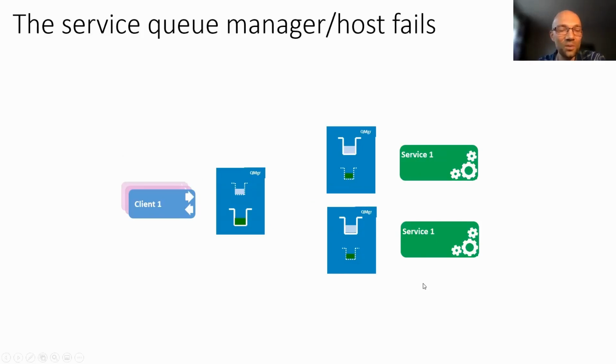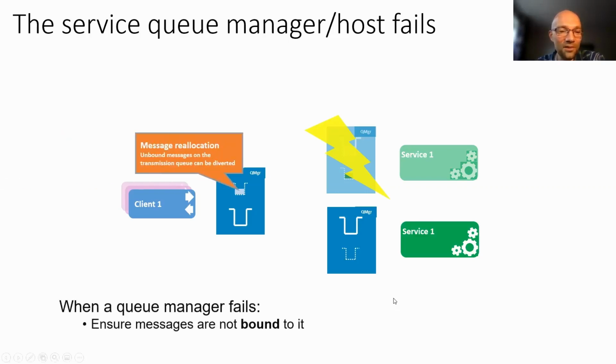So the first thing we'll look at is what happens if the service queue manager or the machine that it's running on fails. So we lose that top queue manager, and also obviously the service that it's communicating with is now not able to operate either. First of all, we have some messages on the cluster transmission queue on the sending queue manager. And some of those messages might already be destined to go to the top queue manager. They're just waiting to be picked up by the channels that would have sent the messages over to that queue manager that's now failed.